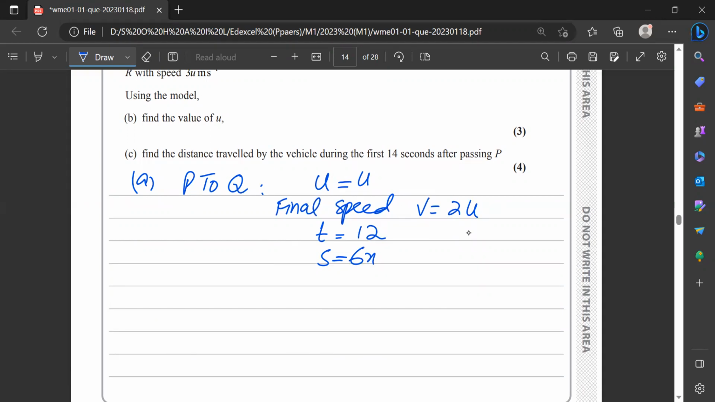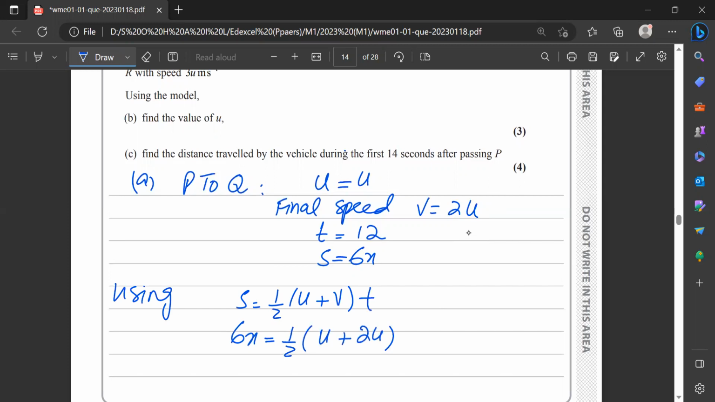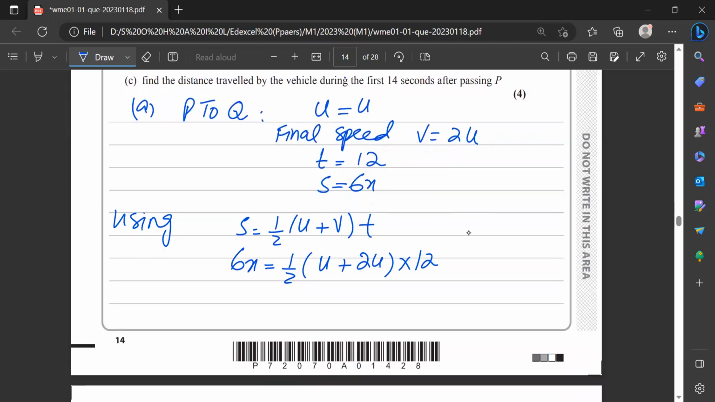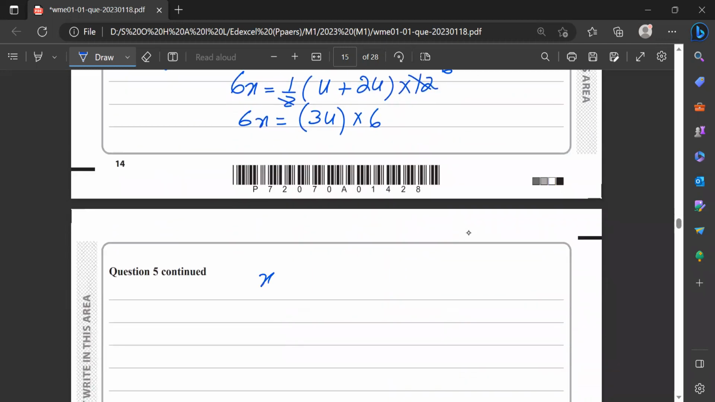Distance S is equal to half (u plus v) into t. S is equal to 6x. So write down 6x is equal to half, u is u, finally is 2u, and time is 12. I can simplify 6x, 6 times here. So 3u into 6, 6 goes with 6 and we have x is equal to 3u, the first part.